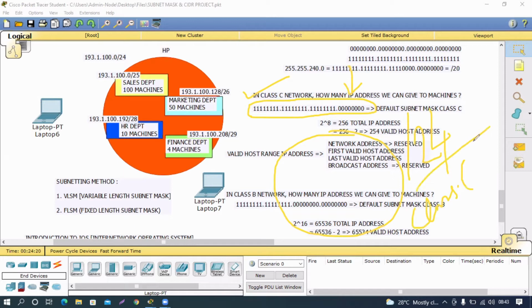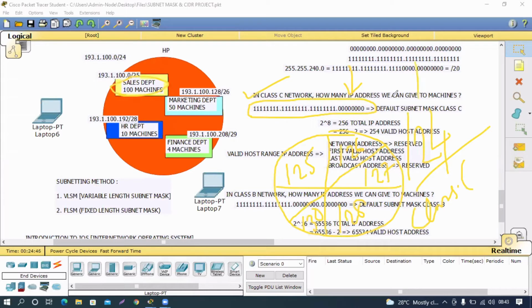We are dividing this /24 as per the requirement. Okay, like this. We're dividing it like this. So in some places we are giving slash 25. In some places we are giving slash 26. In some places we are giving slash 27. In some places we are giving slash 28. All these things we are doing as part of the requirement.